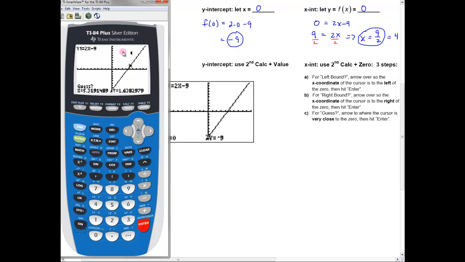And you've told the calculator to stop looking for the x-intercept there, and now it asks for a guess. So just arrow over here kind of close to where it is. That's close enough, and hit enter, and it'll tell you that the 0 is 4.5. Okay?